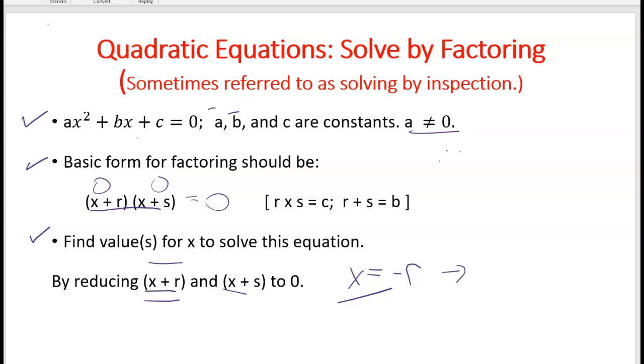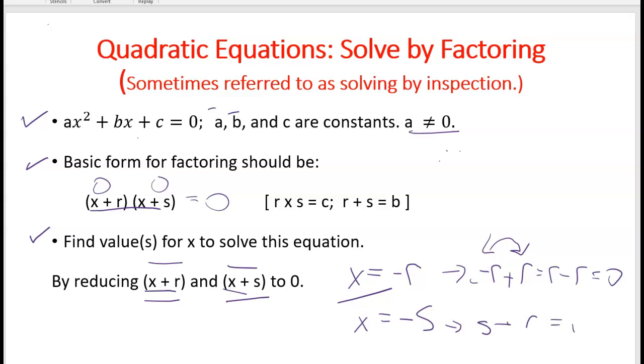Because minus r plus r is the same as r minus r. We can move these around, right? As long as we keep the signs, the negative or plus signs, consistent, it's going to equal 0. Anything minus itself is 0. Likewise, for this one here, x would equal minus s, because s minus s equals 0. And when we do that, we will have a solution.